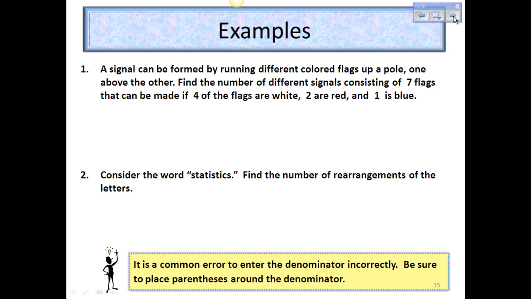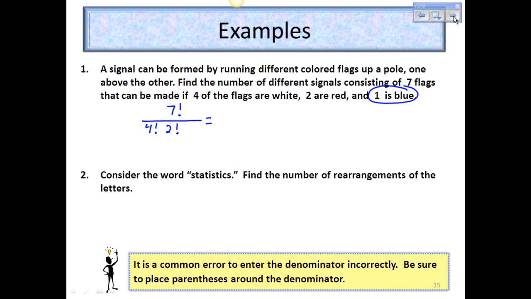So for our number of permutations, the total number of things in your set goes on top, and there's 7 flags, and so there's our 7 factorial. On bottom, we take the things that were identical. We had our 4 white flags and factorial it. We had 2 red flags, factorial it. We had 1 blue flag. We don't need to factorial that because 1 factorial is just 1, and anything multiplied or divided by 1 is just that anything. So that 1 blue flag isn't going to affect our answer.